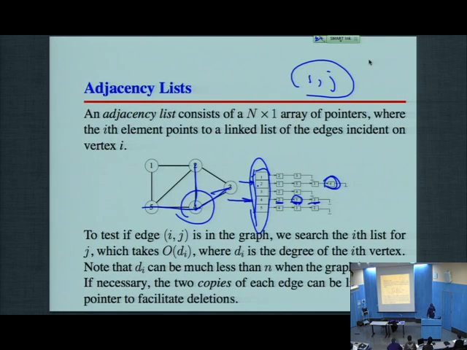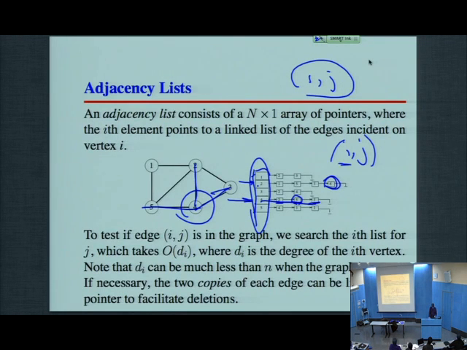So let's think about that. How much time does it take to test if edge ij is in the graph? How would we test whether edge ij is in the graph? First, how do we do it, and then how long does it take? Go to position i in the array, and then traverse through the linked list until you find if j is there. Okay, so how much time does that take? O of k, where k is what? O of j? It is not O of j.